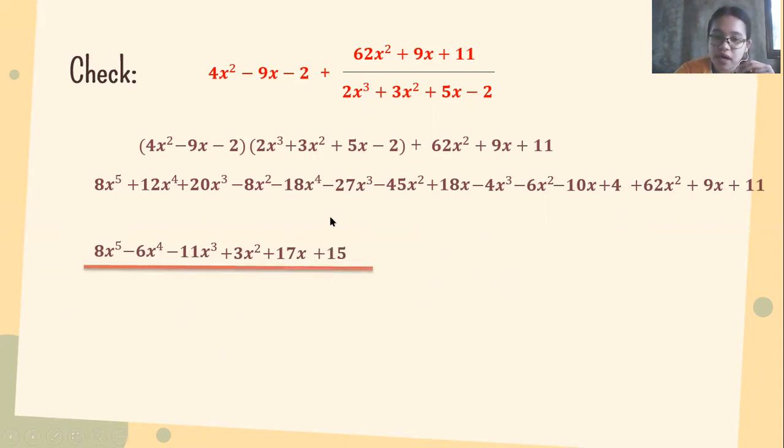So, our answer here is the same as our dividend. It means our final answer is correct.